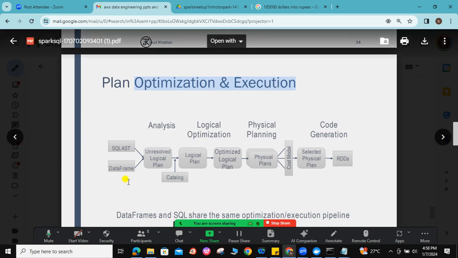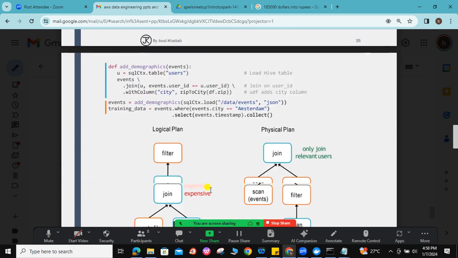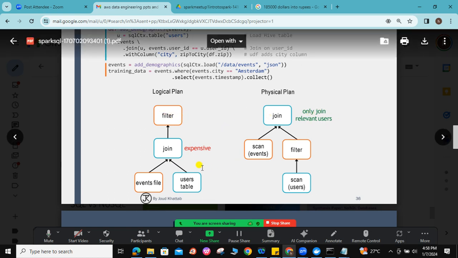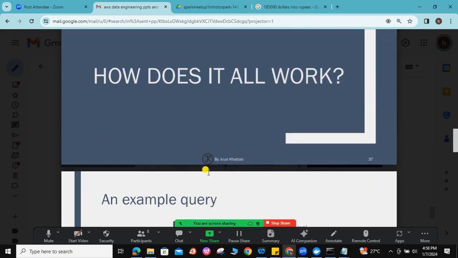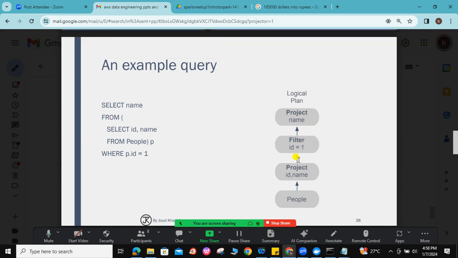Plan optimization and execution. Unresolved logical plan, optimized logical plan, physical plan, cost model, and RDDs get created. Okay, so the logical plan internally is expensive. See here, I think they are giving the same example. Physical plan: it joins, it filters. Okay, so it only joins the relevant users. It is doing that. How does it all work internally? So know the internals. It is very important, not only in interviews but for working also.